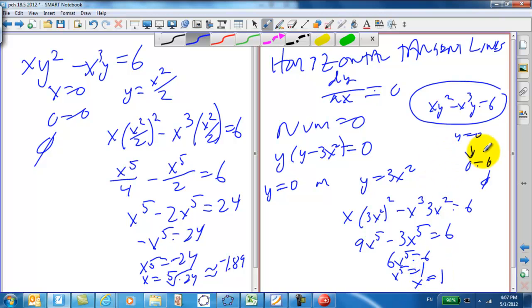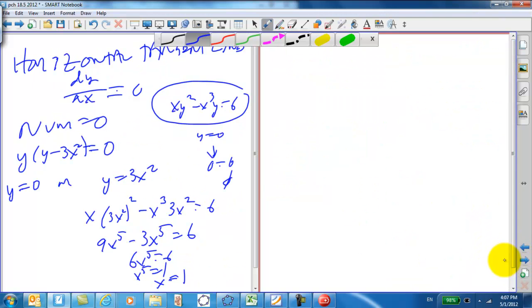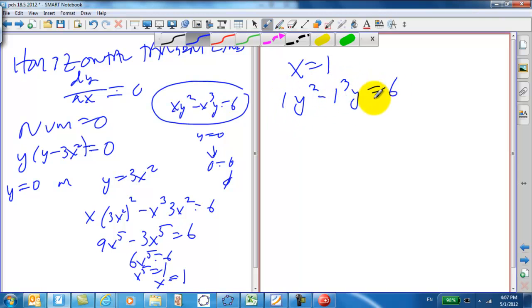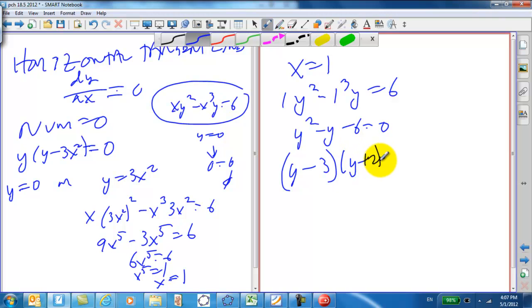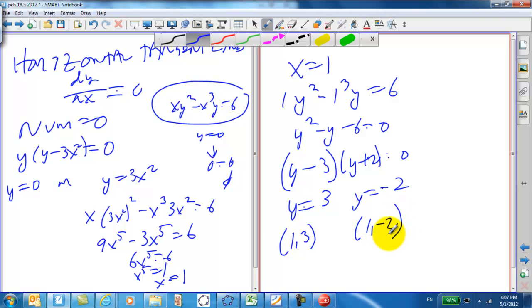And when x equals 1, that means 1 times y squared minus 1 cubed times y equals 6. y squared minus y minus 6 equals 0. This gives us two answers. (y minus 3)(y plus 2) equals 0. So y equals 3 or y equals negative 2. And we end up then with points at (1, 3) and (1, negative 2), where we have horizontal tangent lines.